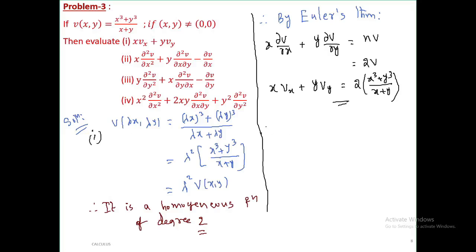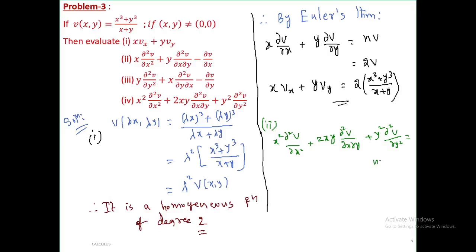Next, similarly, the second one. Look at the second one: x into dou square v by dou x square, y into dou square v by dou x dou y minus dou v by dou x. So it is not Euler's theorem second statement. What is the second statement? Euler's theorem second statement: x square dou square v by dou x square plus 2xy dou square v by dou x dou y plus y square into dou square v by dou y square. So this kind of terms.